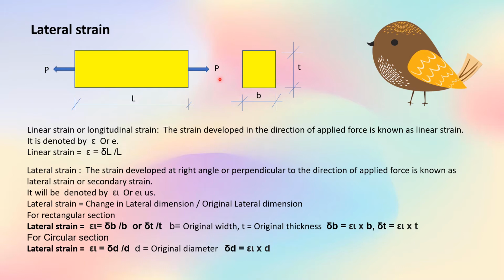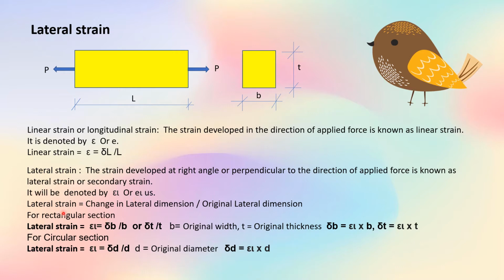Now when this force P is applied in the x direction, there is change in length as well as change in width and also in the thickness. So these two directions are lateral. The lateral strain is the strain developed at a right angle or perpendicular to the direction of applied force, known as lateral strain or secondary strain, and we will be denoting it as epsilon L or EL.